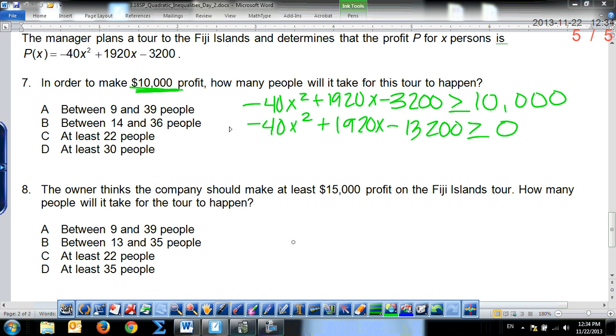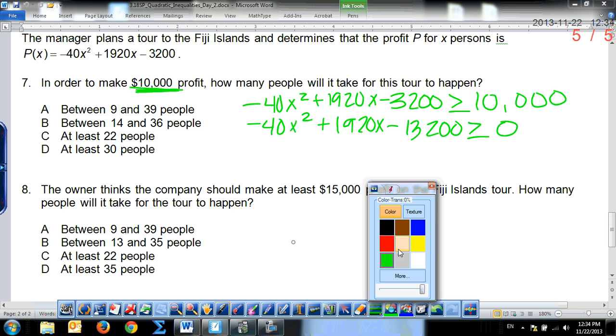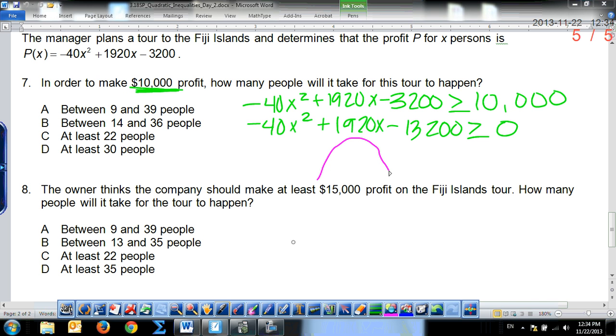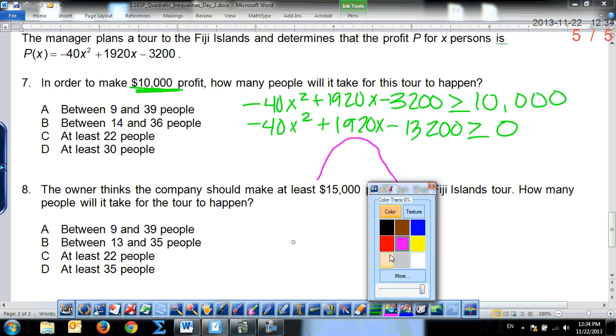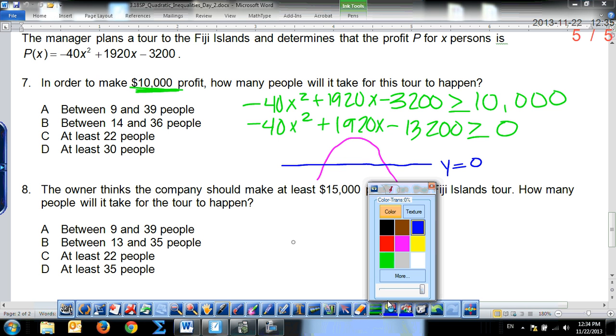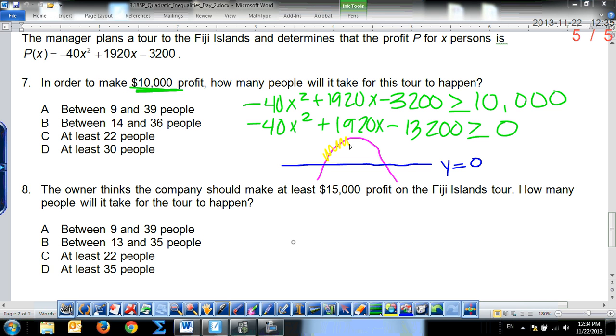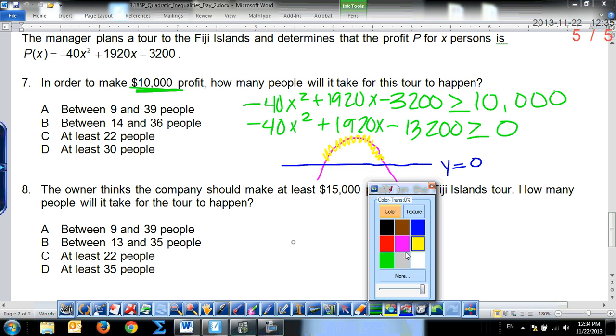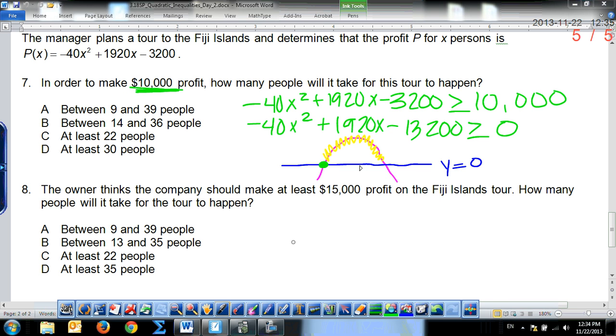Okay, which way does this parabola open? Down. So what are we concerned with? Everything that's above. Everything that's above what? Y equals 0. Good. So if this is my y equals 0 line, we're concerned with everything above this line. Would you agree? What are these 2 points called? Those are zeros or roots. So you're going to use your calculator to do second calc 0 to find these 2 values.